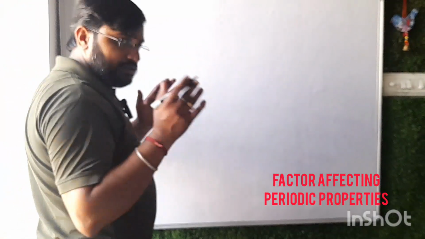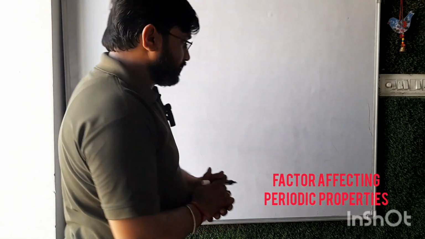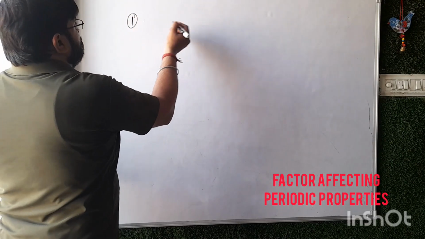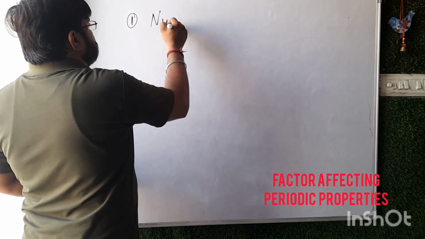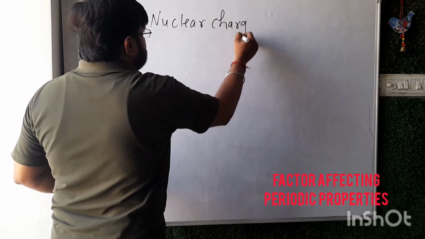There are two governing factors which govern all the periodic properties along the period and along the group. The first dominating factor is known as what? Nuclear charge.